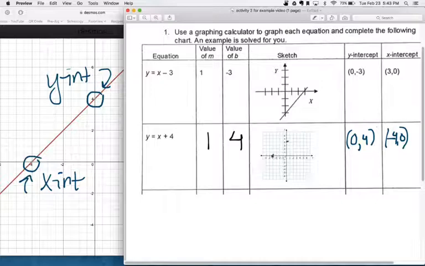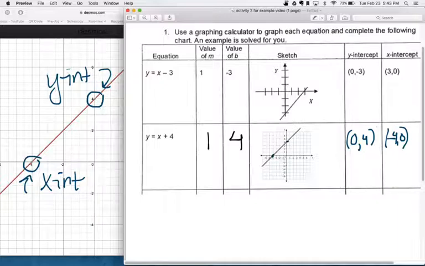I'm going to do that a little bit thinner. Hold on, let me try that again. There we go. Then I will connect those two points to create my graph.